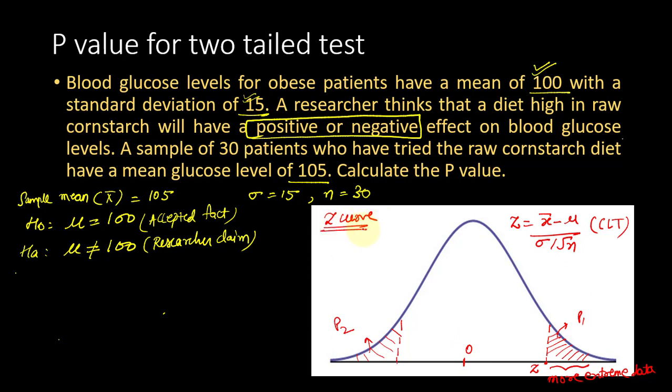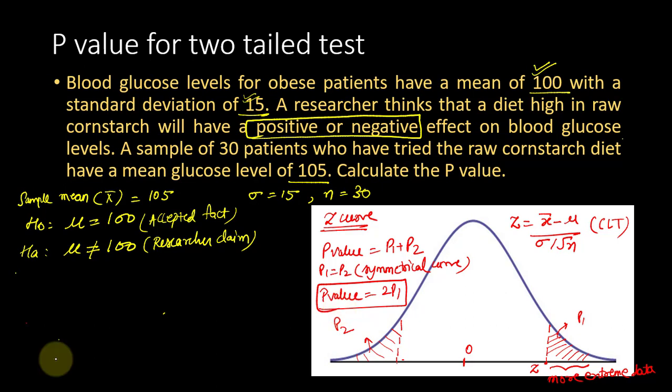So in this case, what is the p value? The p value would be p1 plus p2. But since this curve is symmetrical in nature, p1 is equal to p2. Thus the p value is equal to 2 p1. So if we derive the value of p1, then we can calculate the p value.